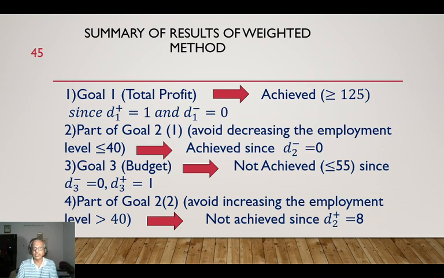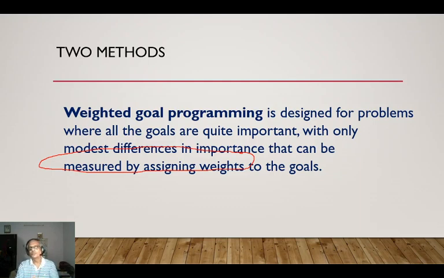So, summary of the results of the weighted method: goal 1, total profit achieved because it is greater than 125 by 1 million. Part of goal 2, avoid decreasing the employment, we have achieved because it is not going below 40. Goal 3, budget not achieved because we have exceeded 55 by 1 million. Part of goal 2, avoid increasing the employment level, is greater than 40, so not achieved. So 2 achieved and 2 not achieved. Let us see the example by solving it through the preemptive method.